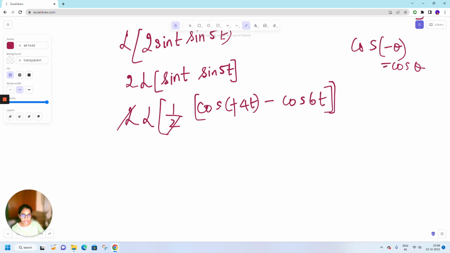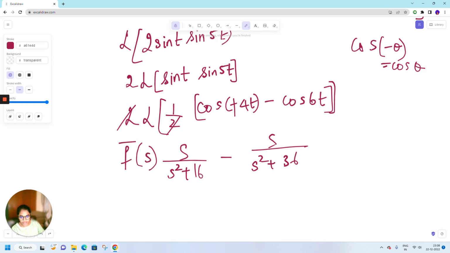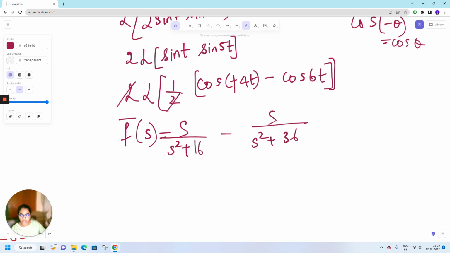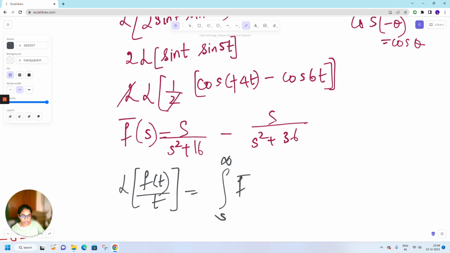On applying Laplace transform for each term, I would get s divided by s square plus 16 minus s divided by s square plus 36. Okay, what is this? This is f bar of s. Now what should I do? What is the second step? Find the Laplace of f of t divided by t, which is equal to the integral from s to infinity of f bar of s ds.